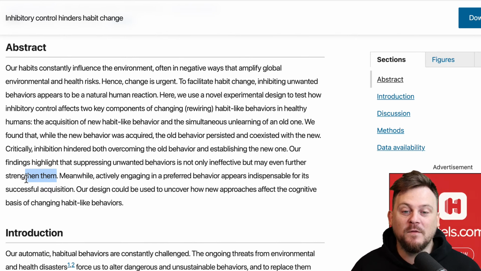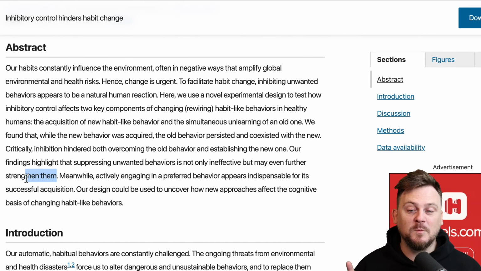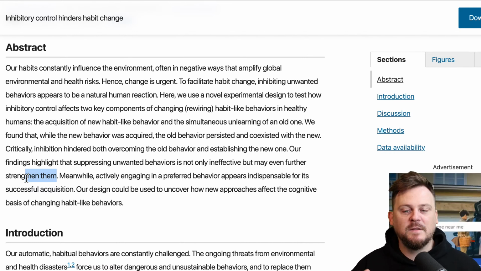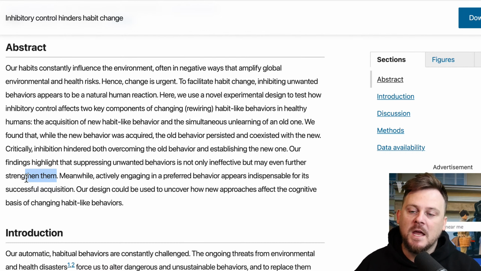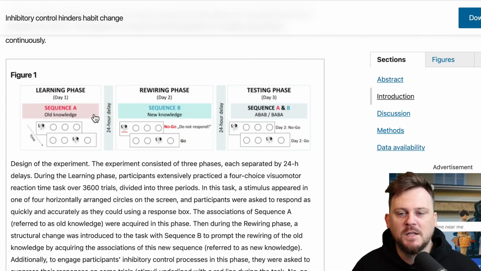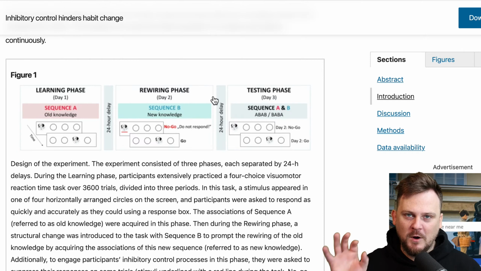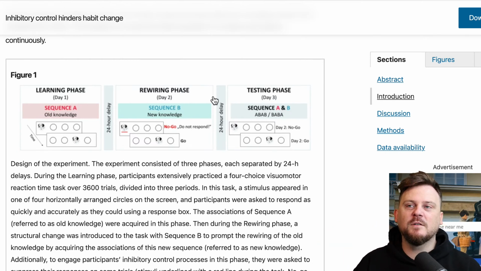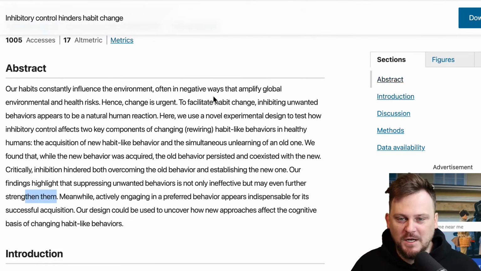Meanwhile, actively engaging in a preferred behavior appears indispensable for its successful acquisition. So, if you're actively engaging in what you want, that works. Our design could be used to uncover how new approaches affect the cognitive basis of changing habit-like behaviors. So that's really interesting. Again, it's just one study, it's just one paper, and I think, as you can see, the way they did the experiments here, the learning phases, they're learning very yes, no, sort of this goes here behaviors, and so lifestyle things are a little bit more fluid. I'm not so sure it's that clear cut, but it is still very interesting to think about.